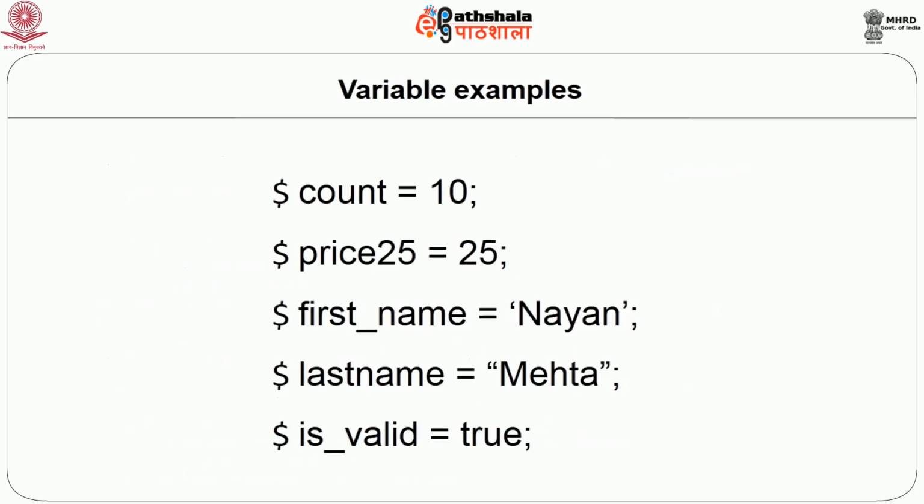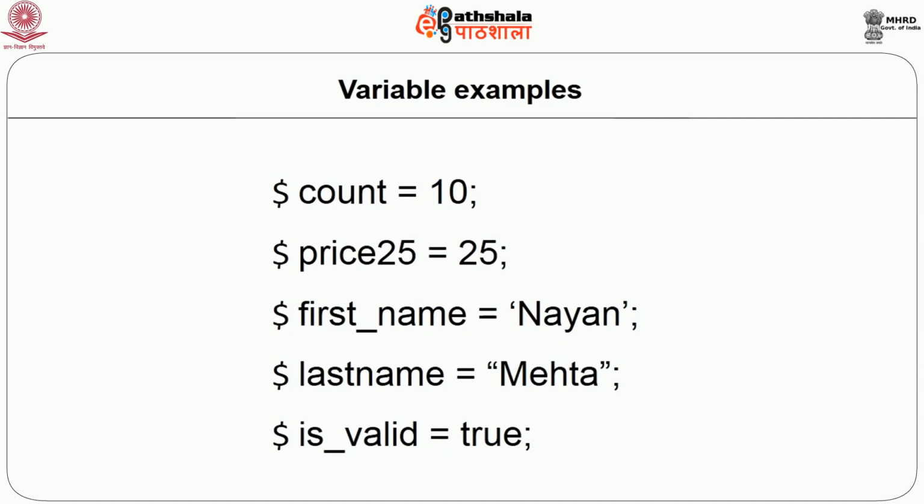These are examples of variables. You can write, for example, $count = 10, so here count is integer type, $price = 25.25, so it is another variable. This is a string value you assign to first name, and last name, and valid is true, etc.